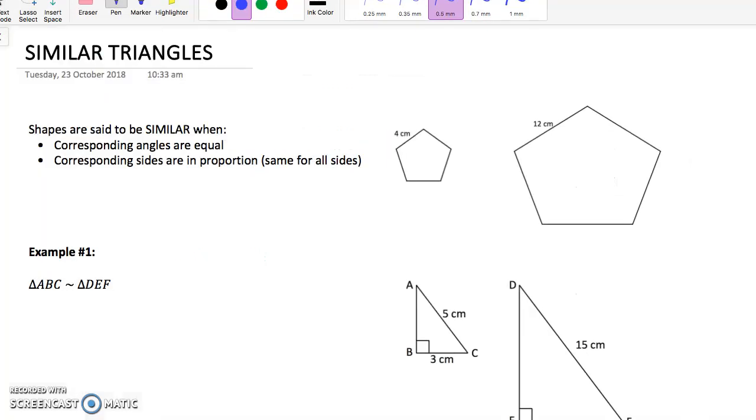In this video we're going to look at similarity. For two shapes to be similar, we know that their corresponding angles must be equal, and their corresponding sides must be in proportion, and that must be the same for all sides.